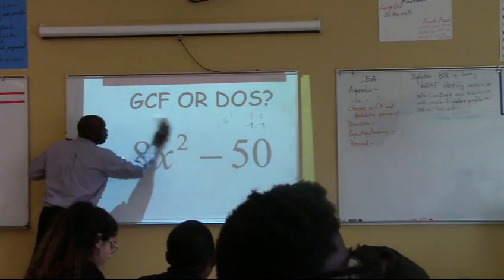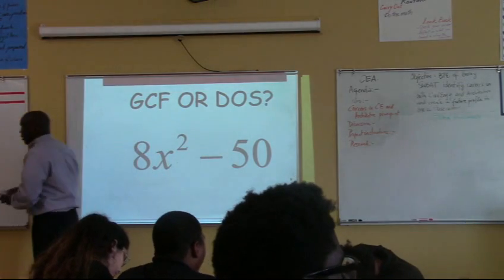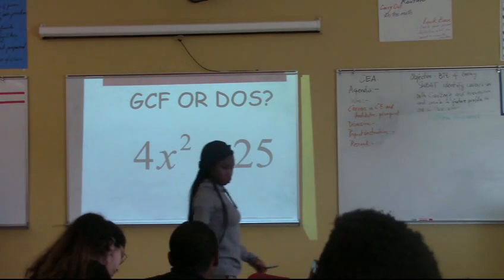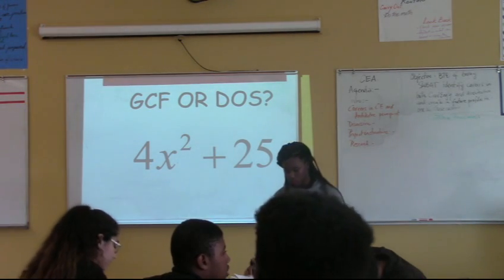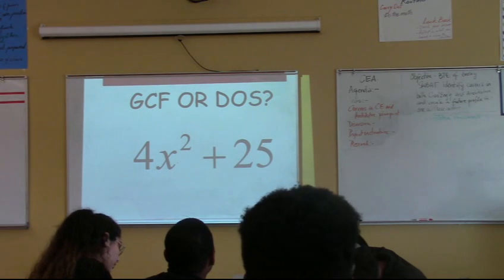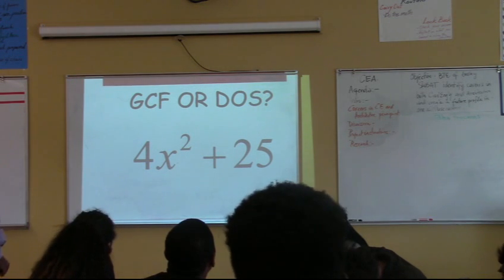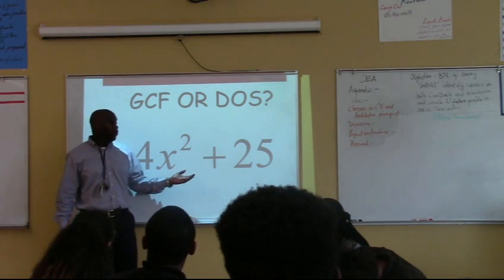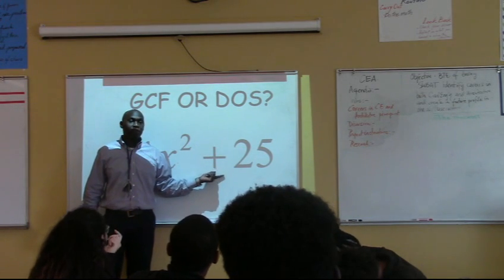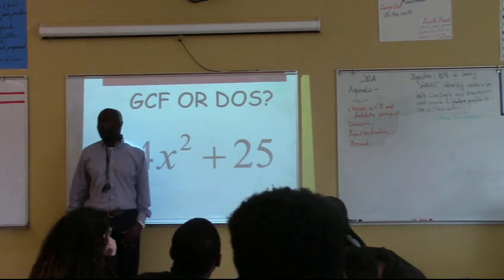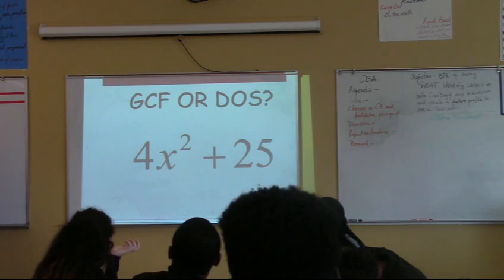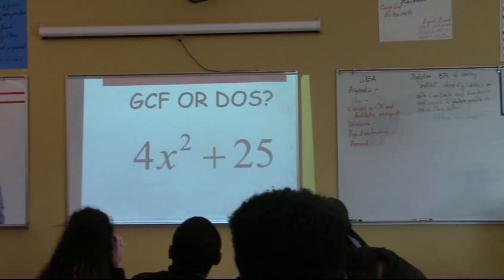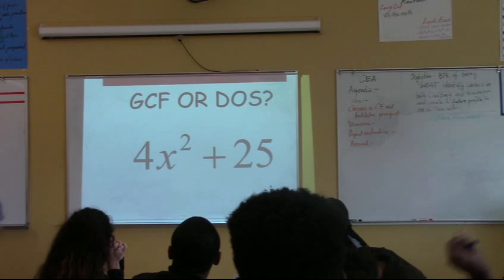Alright, so here's one more. 4x squared plus 25. Which one? Greatest common factor or difference of squares? Where do we have a difference? What has to happen with a difference of squares? It has to be a subtraction problem. So here, can we factor out 4 from 25? No. So guess what? That's the problem done. There's nothing you can do with that problem.